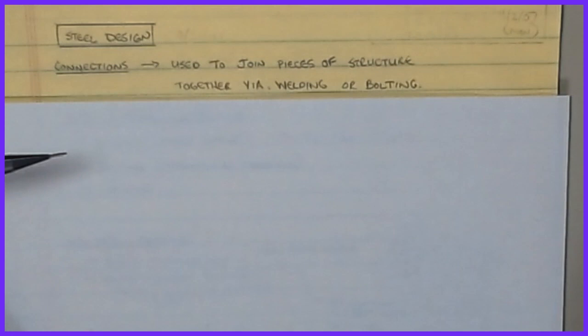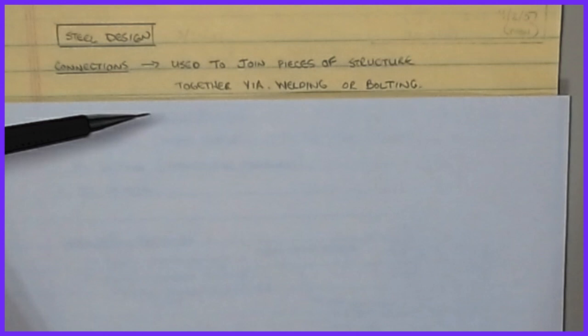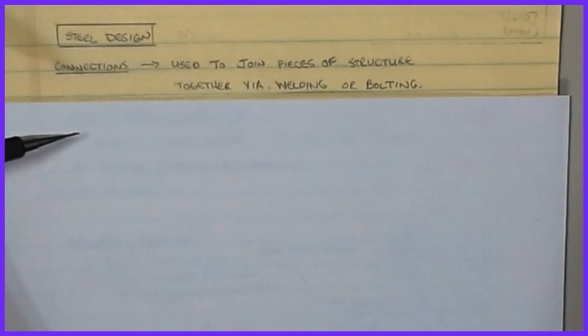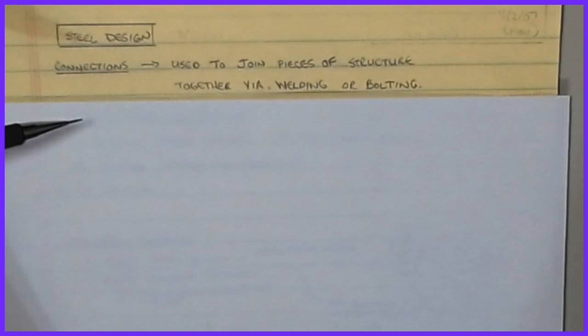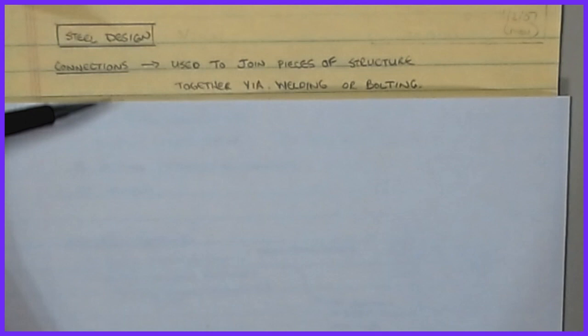and connections. Basically, a connection is a method of connecting one element to another for the purpose of transmitting a load. When we talk about connections in steel design, there are two major categories that we deal with. One is the use of mechanical fasteners, which would be your bolts and your rivets, and the other is any of the various forms of welding. Those are the two major categories that are covered in AISC in great detail.